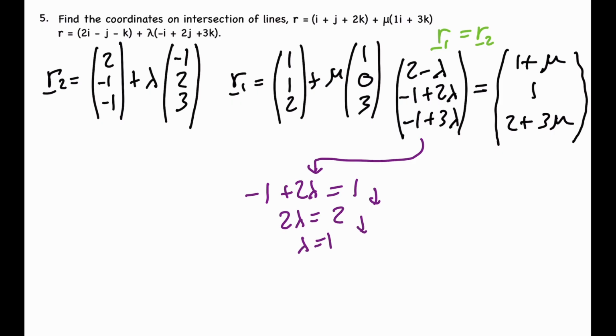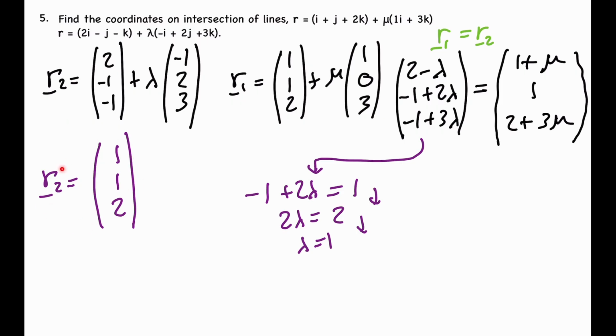If we substitute that into the second equation, r2 over here, or we can also substitute in here, we'll get 2 minus lambda, 2 minus 1, which is 1, minus 1 plus 2 lambda, which is 2 minus 1, which is also 1, and then minus 1 plus 1 times 3, which is 3 minus 1, which is 2. And now we have our value for r2, which could possibly be the intersection between the two lines.